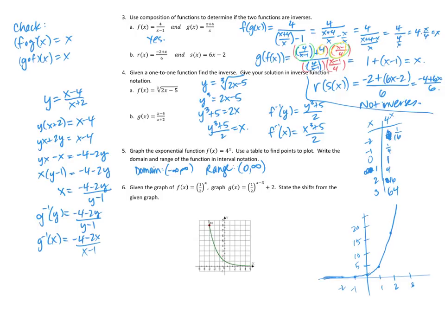The next one, I'm given the graph of f of x equals 1/2 to the x. And I want to graph 1/2 to the x minus 3 plus 2. So let's think about what these translations are doing. This one is moving to the right by 3 units, and then this is moving up 2. Okay, and so I can plot this point that I have here, and I want to go to the right 3 units, so 1, 2, 3, and up 2.